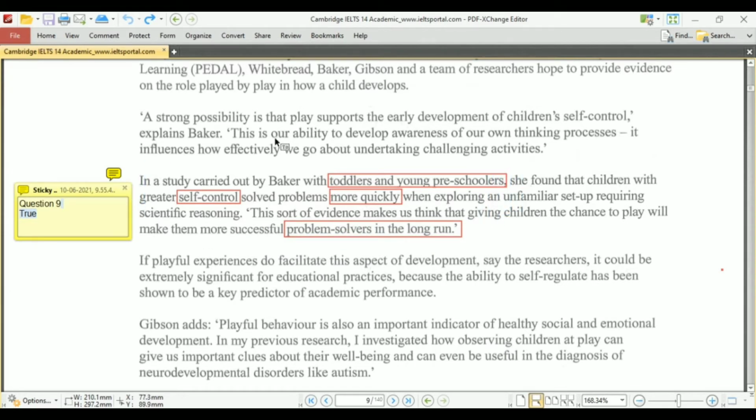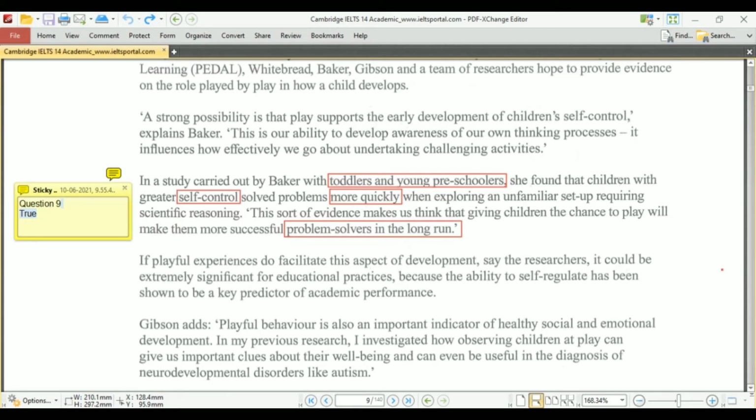And now here you can see the question which we have read and the paragraph which we got over here are exactly the same. They both are saying the same thing, and that is that toddlers who have great self-control solve problems more likely. This sort of evidence makes us think that children who have the chance to play will be more successful problem solvers in the future. It means in the long run they are talking about. I hope you got how they both are the same.